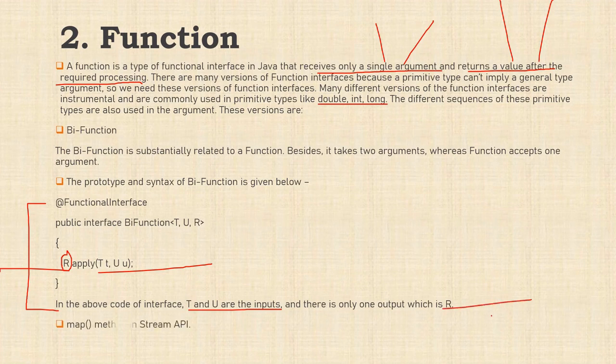So the map method in Stream API is the real-time example. If you know Stream API, at the time of mapping your object, you can use stream.map and we can do some modification. It takes the input value and the function as an argument.